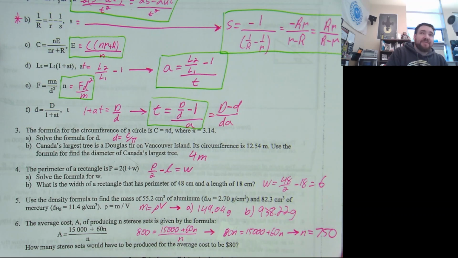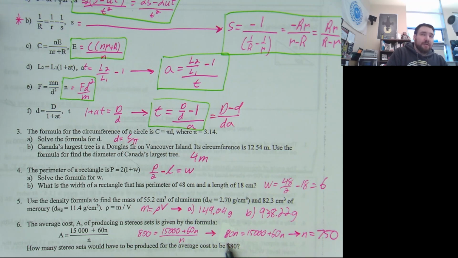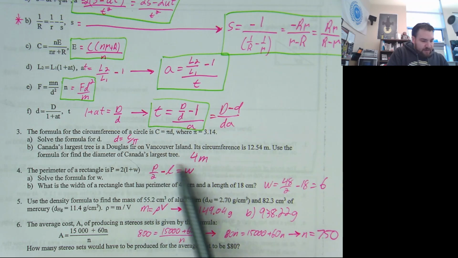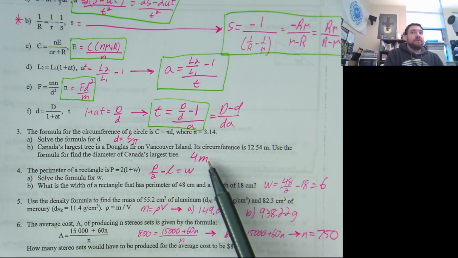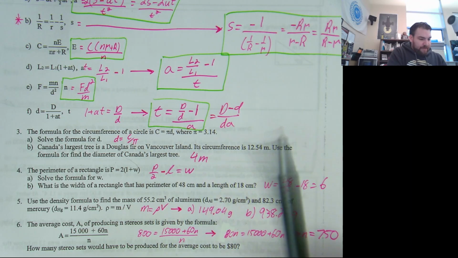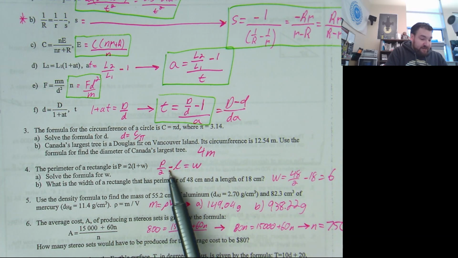Here are questions 3 through 6. D equals C over pi. And then I rounded 3B to 4 meters. I think it was 3.99 something. I rounded it to 4. Question 4 wanted to solve for W. That's it, solved for W.